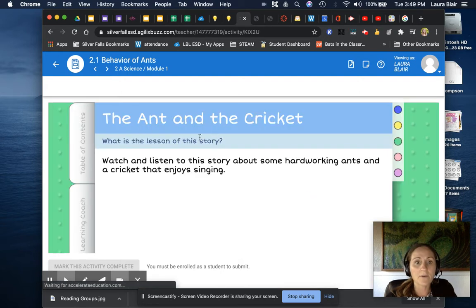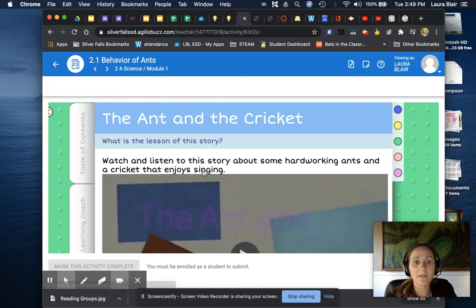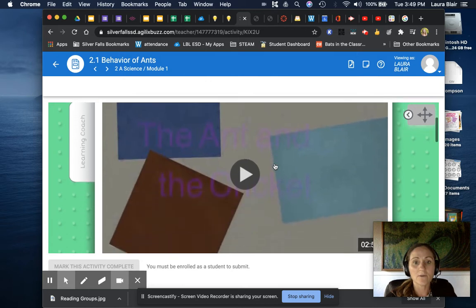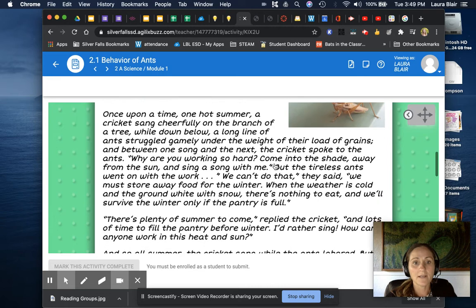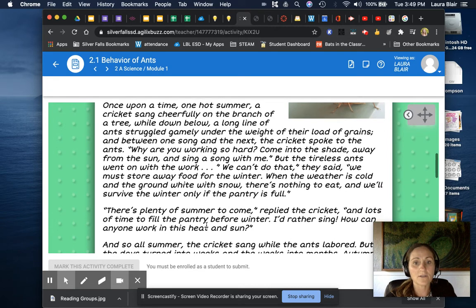The ant and the cricket. Watch and listen to this story about some hardworking ants and a cricket that enjoys singing. So go ahead and watch this. And I think this is the text to the story.